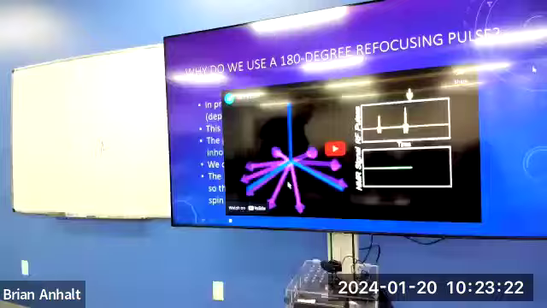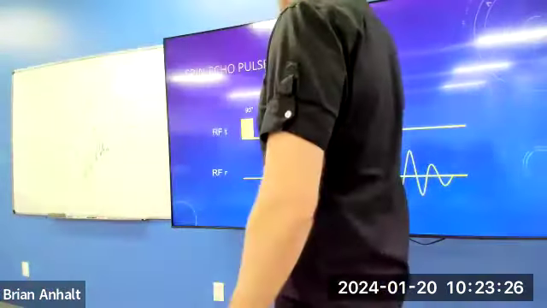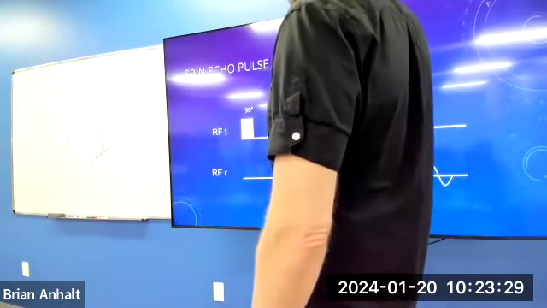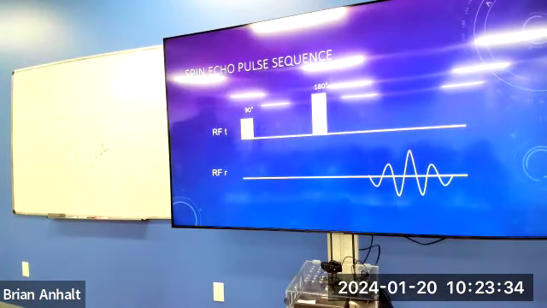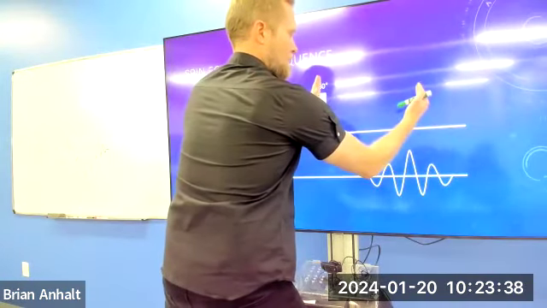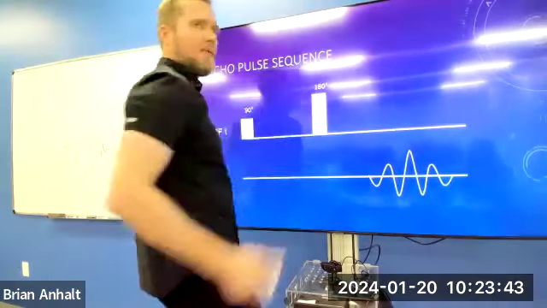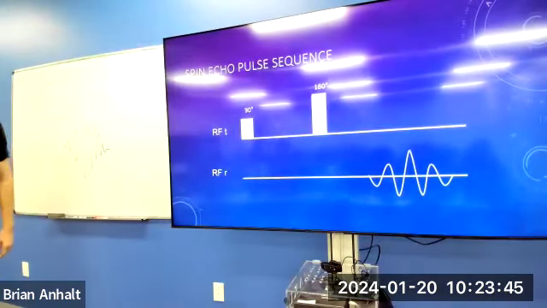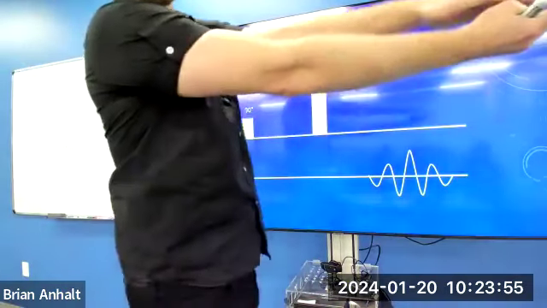So here, the time from the 90 to the 180 is exactly the same as the time from the 180 to the peak of the echo. So this time equals this time, which means half of your TE is the time between the 90 and the 180. And the reason for that is because the same amount of time we're allowing them to dephase is the amount of time it's going to take for them to rephase, right?